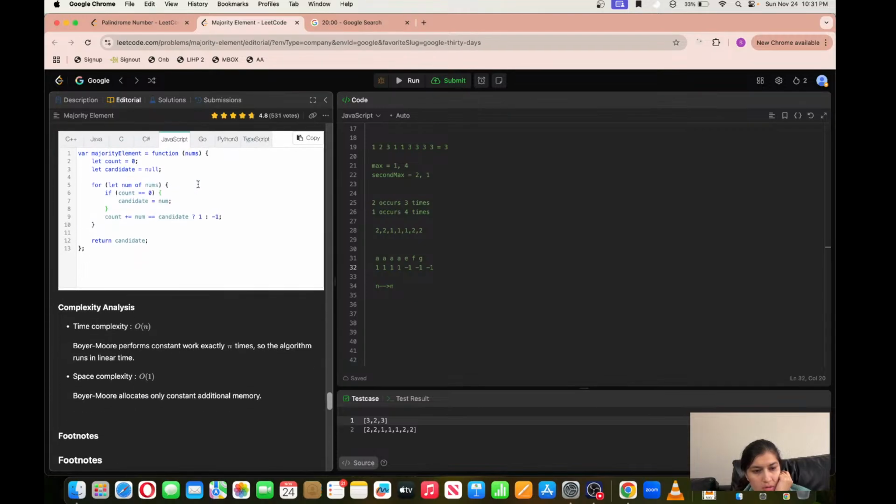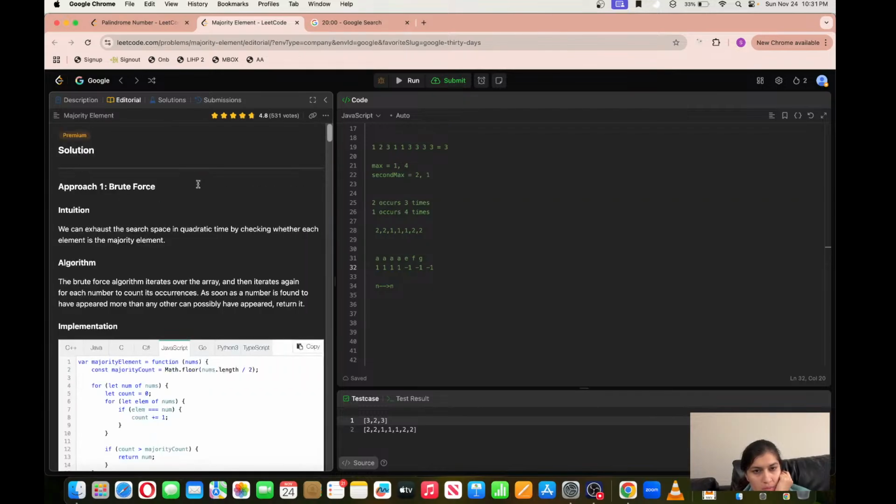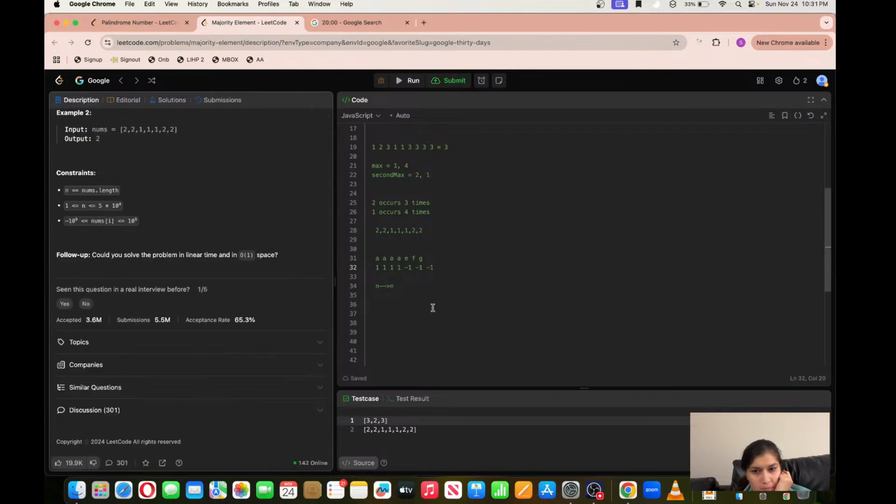This is an interesting algorithm which I could not have come up with if I was given infinite time.